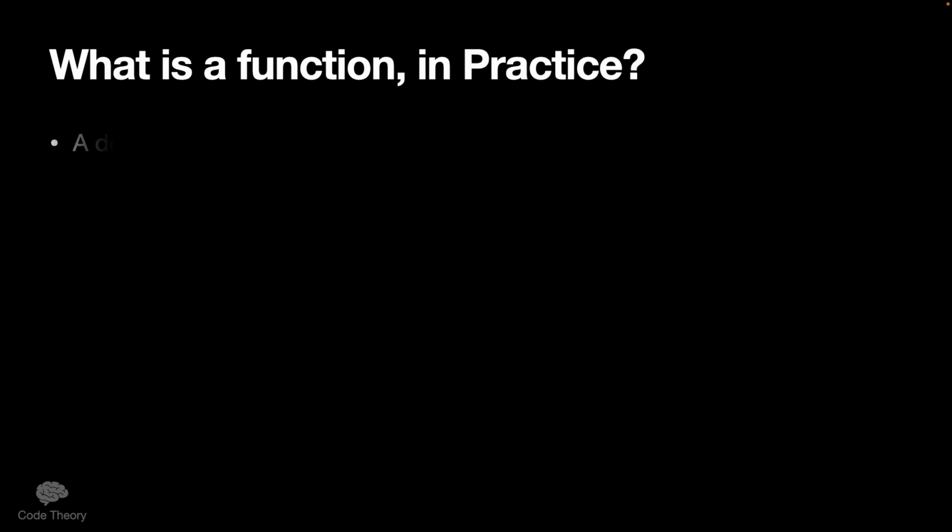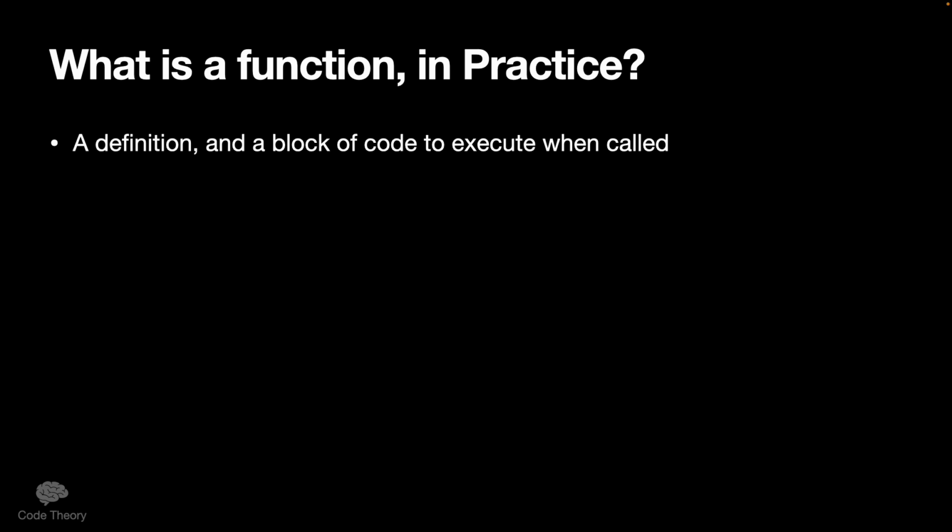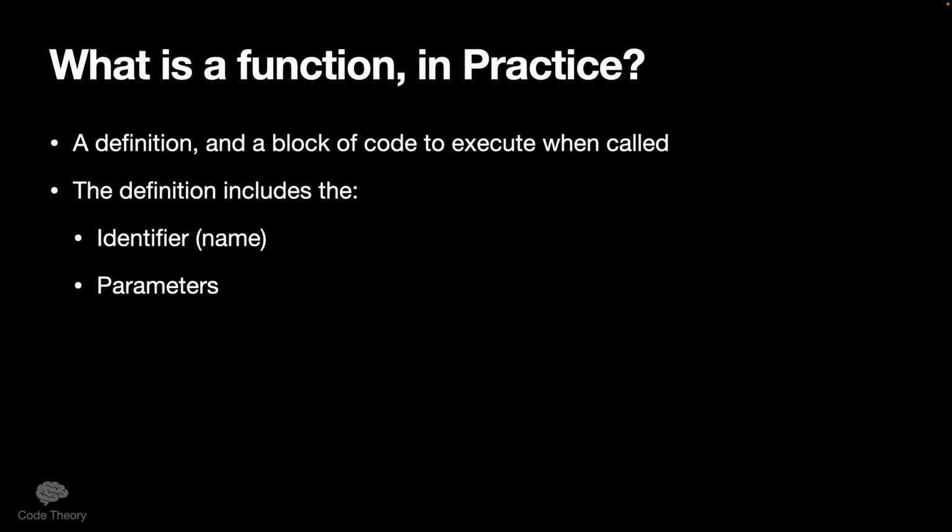So what is a function in practice? In practice, it is a definition for the function and the block of code that you want to execute when you call that definition. The definition includes an identifier, also known as a name, for those who prefer to just use natural language rather than specific computer science theory language, parameters, and a return type, which matches pretty closely with what we were talking about in the theory slide.